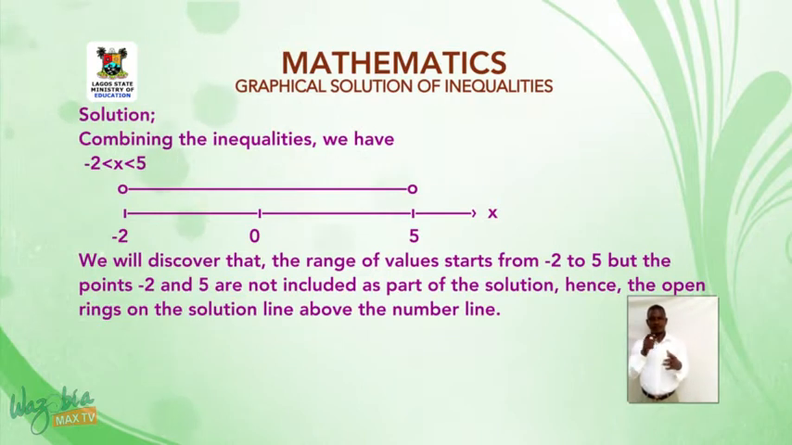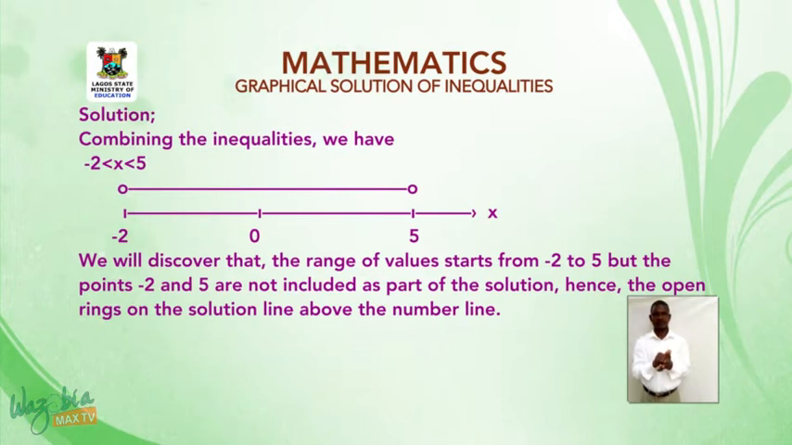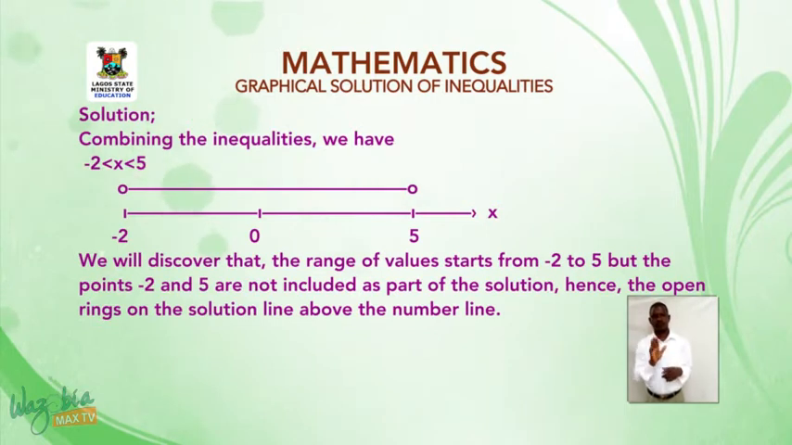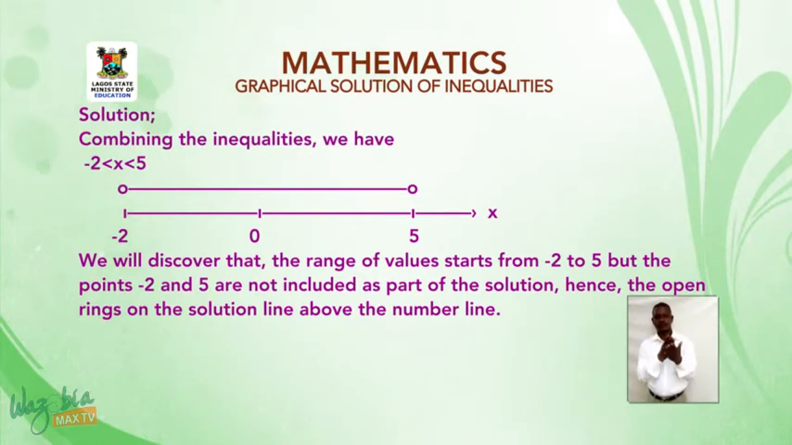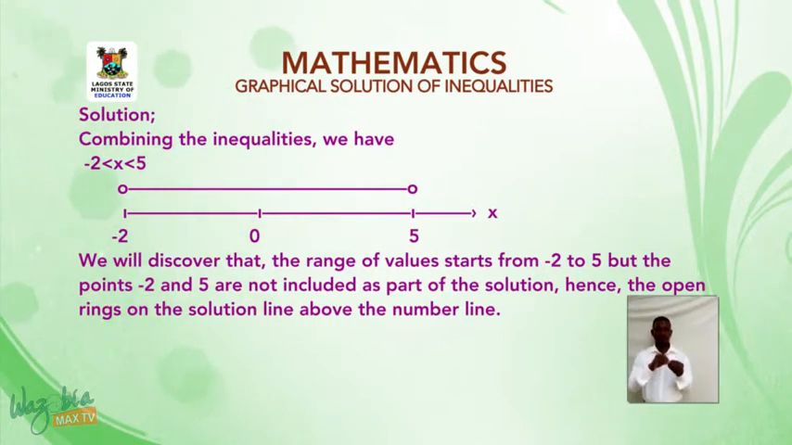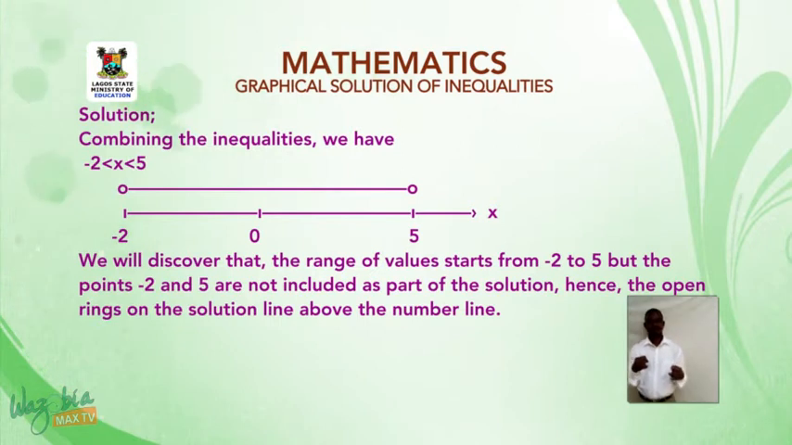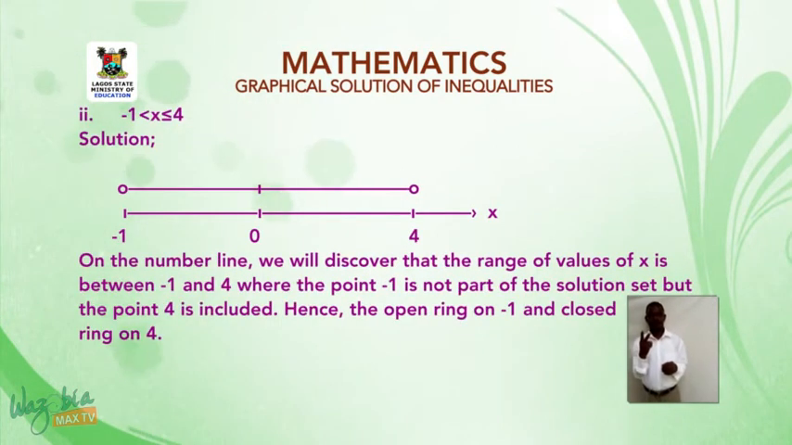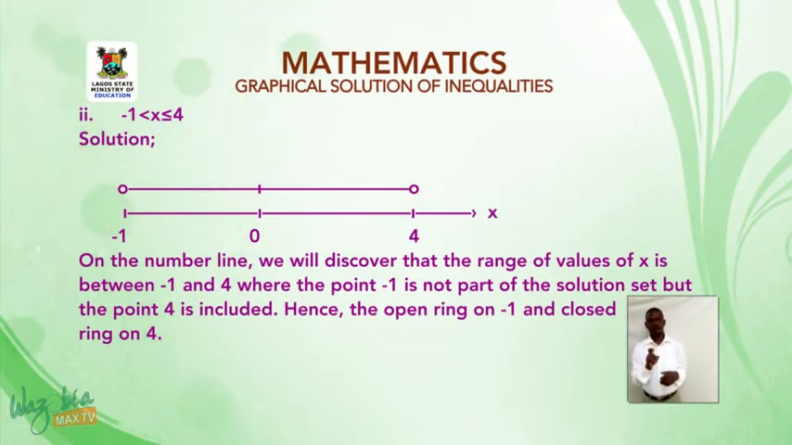Now the number line drawn for the values of x. We discover that the range of values starts from minus 2 to 5. But the points minus 2 and 5 are not included as part of the solution. Hence, the open rings on the solution line above the number line. Roman figure 2, minus 1 less than x less than 4.